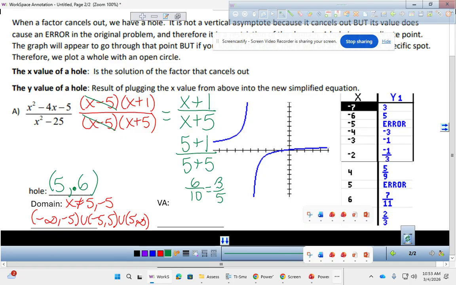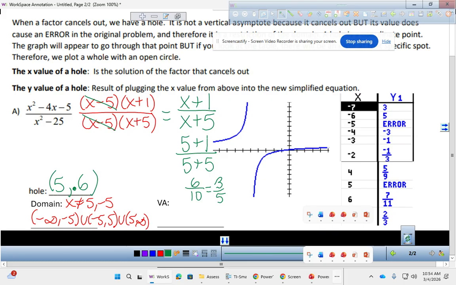Here is how you graph a hole. That is a coordinate point. So you're going to make a point at 5, 0.6, but it's going to be an open circle point. Remember when we were doing piecewise, we had to do an open circle to say the graph can't go through this point. The graph doesn't go through this point. It's an error, this point. This is the point that will make the graph flow correctly, but it doesn't actually hit the point.